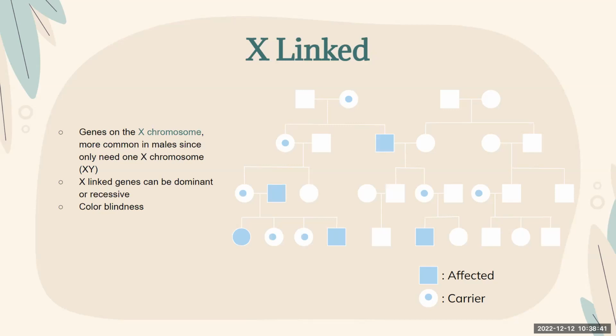All right, so X-linked conditions and genes are only located on the X chromosome. We know that females have 2 X chromosomes and males have 1 X chromosome. Because of this, they're more likely to affect males because they only need to have the 1 present on the X chromosome. It's important to note that X-linked conditions can be dominant or recessive. A good example of an X-linked condition is color blindness, which affects many more men than it does women.